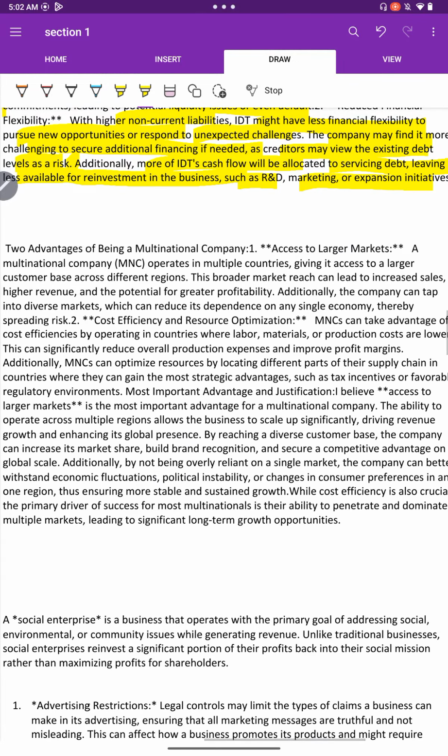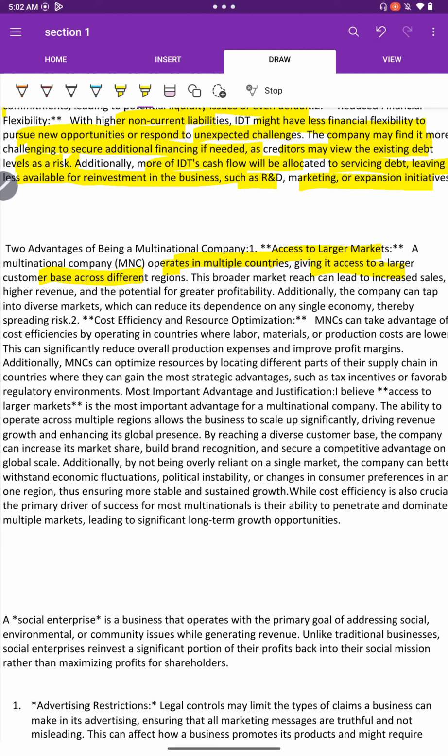So first of all, we have to write the two advantages of MNC. So the first one would be access to larger markets. A multinational company operates in multiple countries, giving access to a larger customer base across different regions.